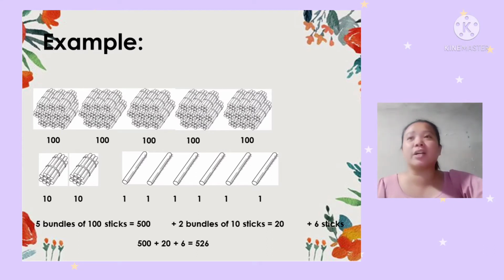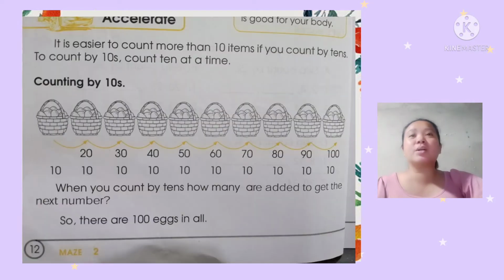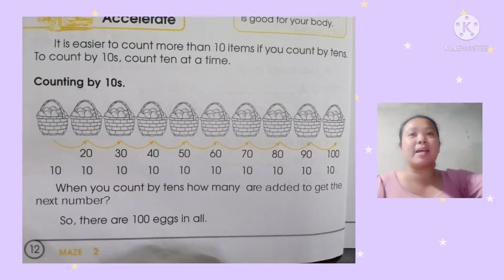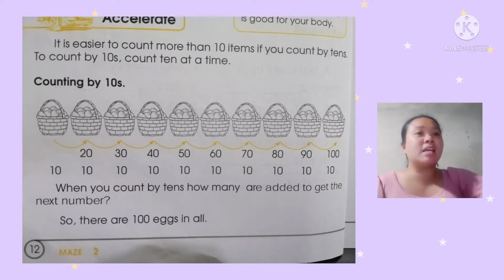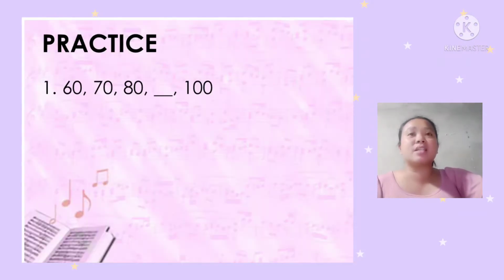Don't forget, it's multiple choice. But now let's go to our skip counting by 10. Let's skip count by 10. Ready, go. 10, 20, 30, 40, 50, 60, 70, 80, 90, and 100. Okay, so let's practice. We have here 60, 70, 80, blank, 100.